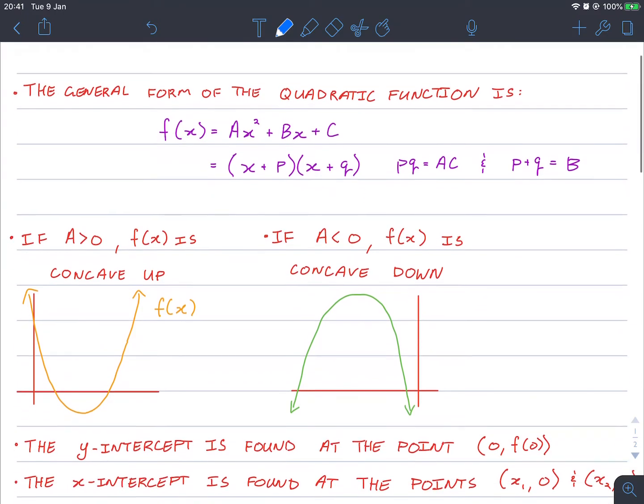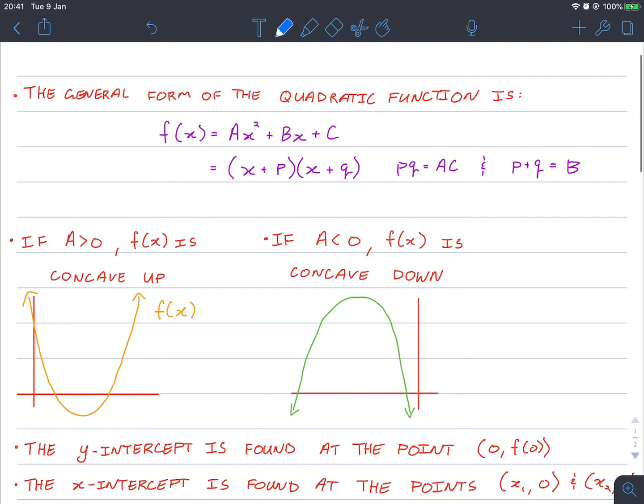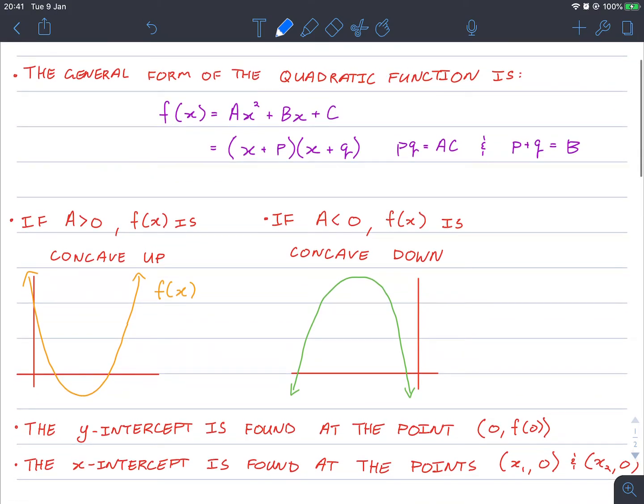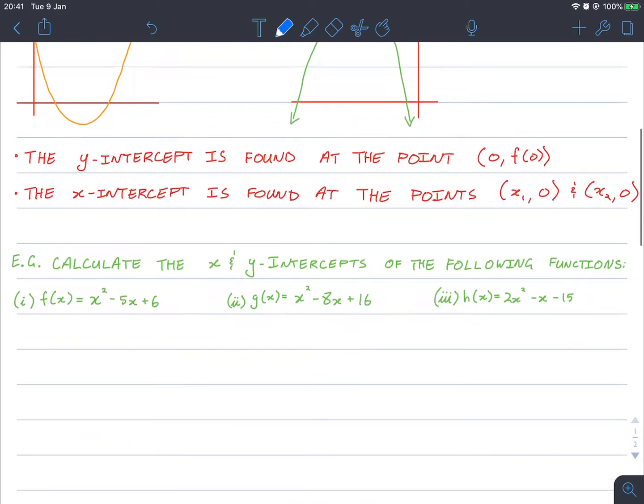The y-intercept is found at the point 0, f of 0, where x equals 0. The function may have 2, 1, or no x-intercepts, but the x-intercepts are found at the points x1, 0 and x2, 0, where x1 and x2 might be some values.